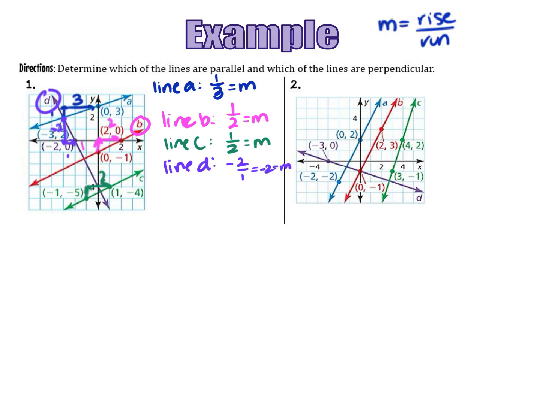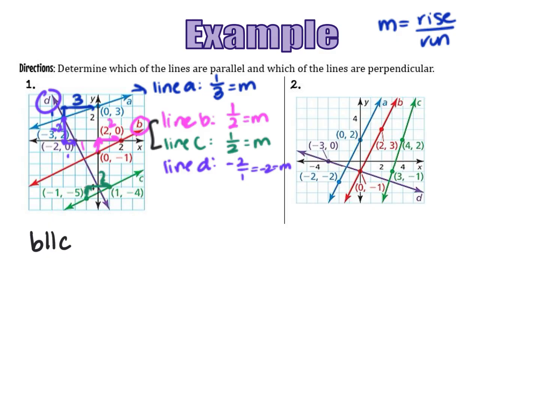Now that we have identified each of these slopes, we can make comparisons. Line A isn't parallel or perpendicular to any of the lines here because its slope isn't the same, and it's not the opposite reciprocal slope for any of these lines as well. But lines B and C have the same slope, so we can say that line B is parallel to line C since they have the same slope, which is 1/2.